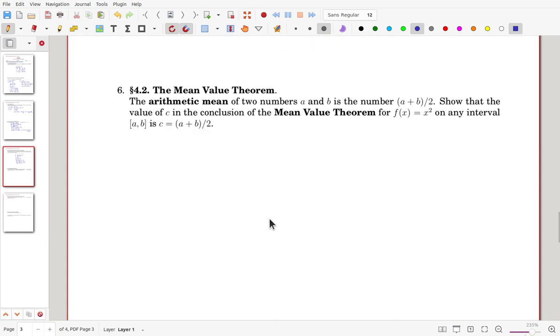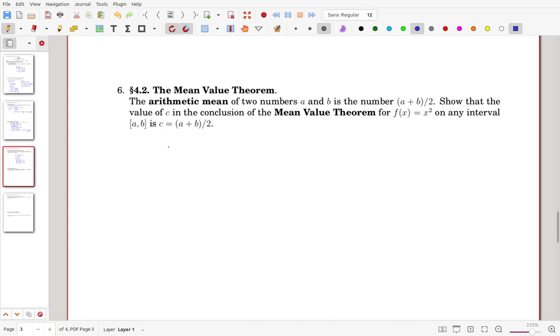Okay, now number 3. Here we define the arithmetic mean of 2 numbers, a and b, as the number a plus b over 2. Now, we want to show that the value c in the conclusion of the mean value theorem for f of x equal x squared on any interval a, b is the same as the arithmetic average of the boundary points.